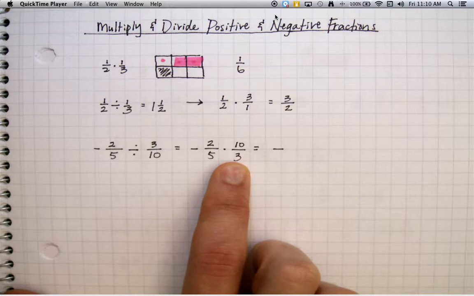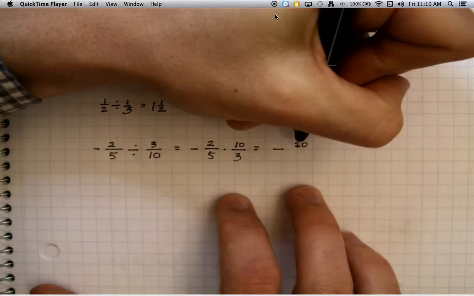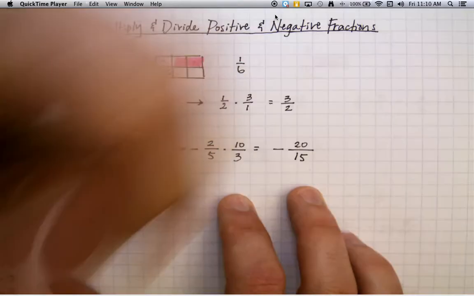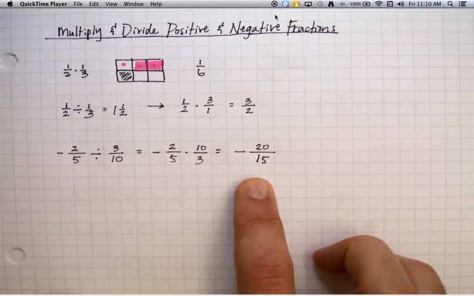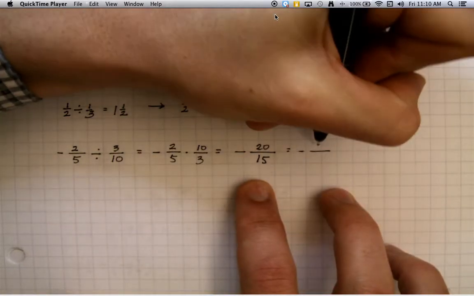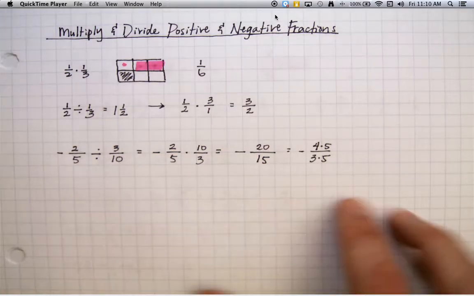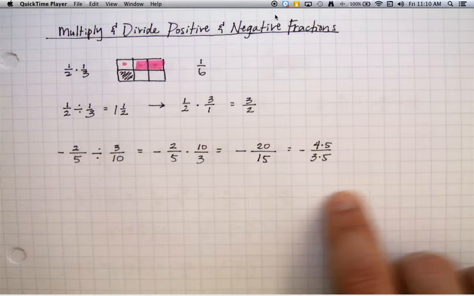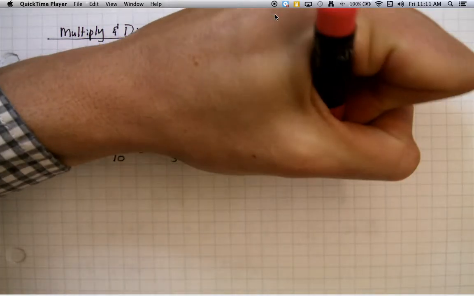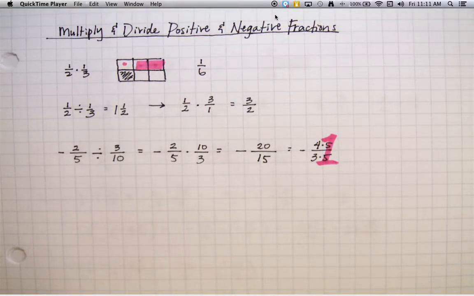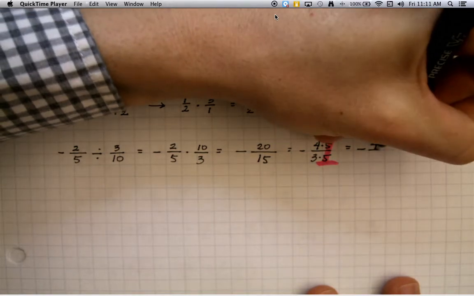Now I multiply. 2 times 10 is 20. 5 times 3 is 15. So I get -20/15. Not really done though, because I need to simplify. Let's see here. 20 and 15 both share factors of 5. 20 is 4 groups of 5. 15 is 3 groups of 5. 5 divided by itself, well, that's a big old 1. 3 times 1 is 3, 4 times 1 is 4, so this simplifies down to -4/3.